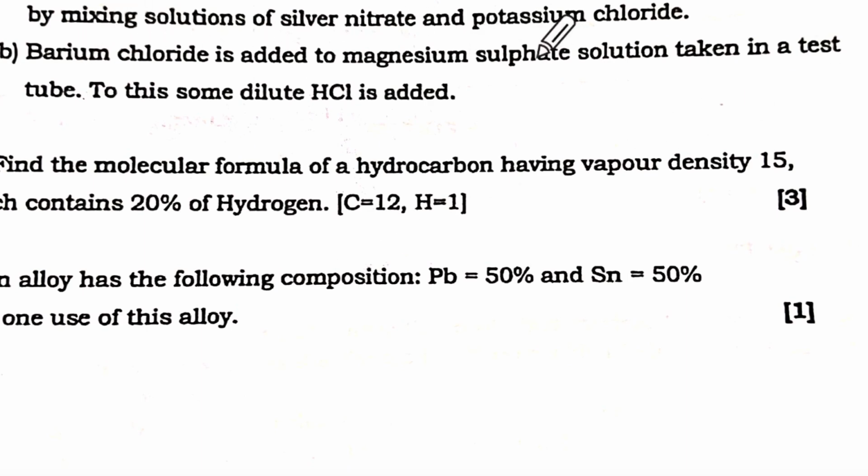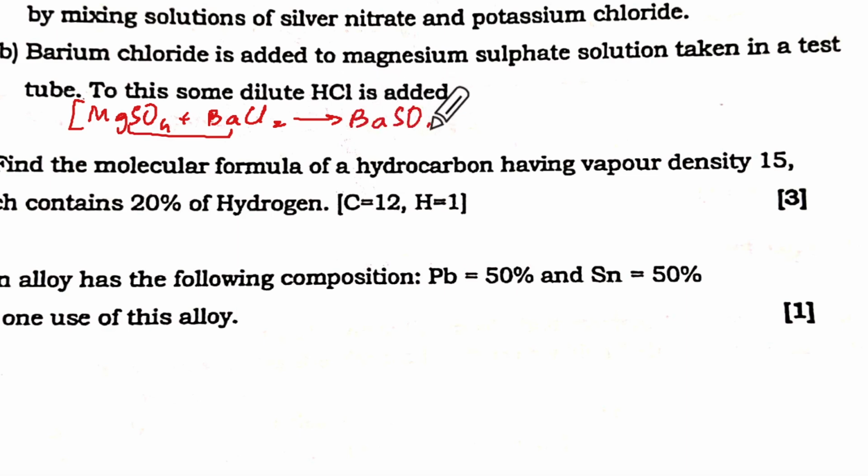Barium chloride is added to magnesium sulfate. So you will write the reaction so it helps us. What will it give me? BaSO4. Now barium sulfate, what did I tell you? It is a white precipitate which is insoluble in all mineral acids, but your book says it is insoluble in dilute HCl.